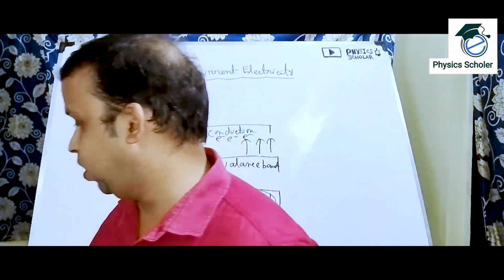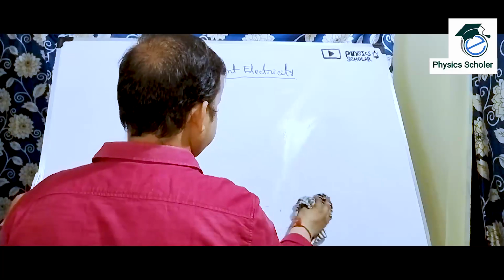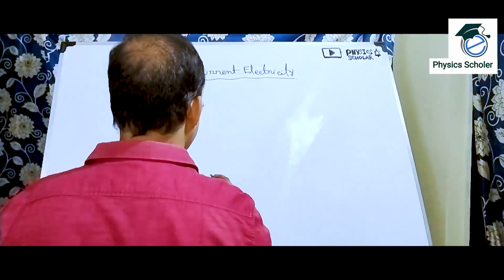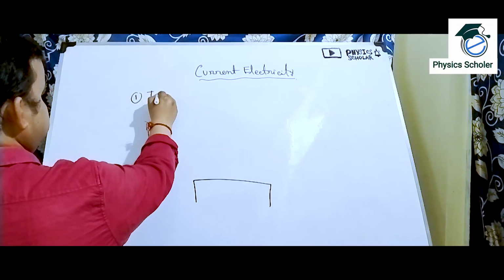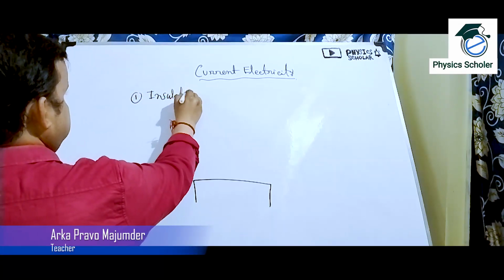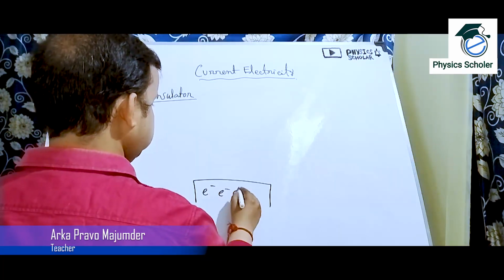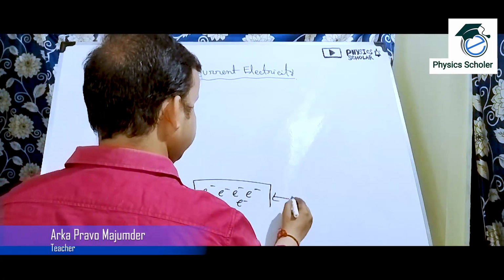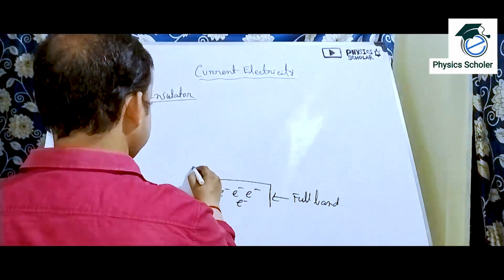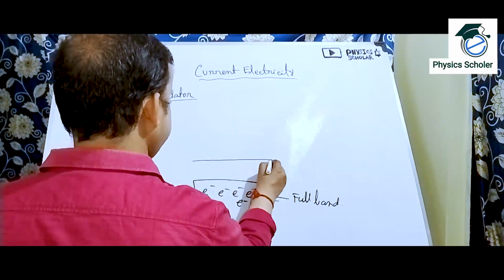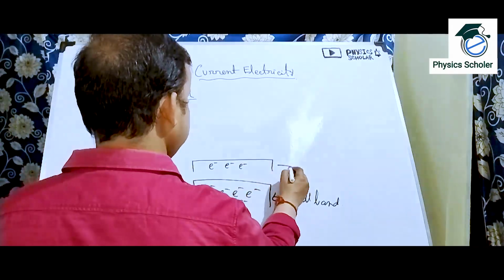Now what happens in case of an insulator? It has a full band. At the top level of the full band, there is the valence band, and above it the conduction band, where some electrons may be present.